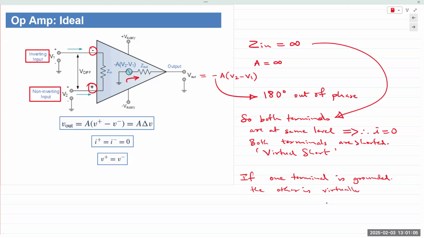All right, we'll stop right here and pick up here again on Wednesday. This is known as the concept of virtual ground.